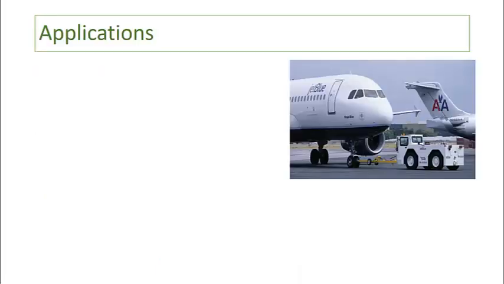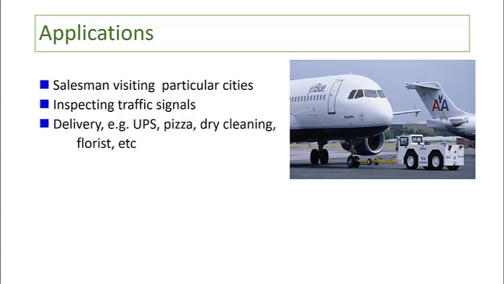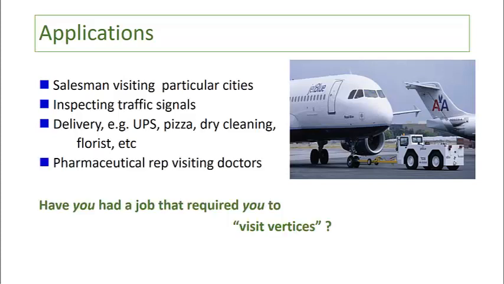So what are some real-world applications of these Hamiltonian circuits where we're visiting vertices? Well, one example would be a salesman who needs to visit particular cities, or someone who is inspecting traffic signals, any sort of delivery person, UPS, pizza, dry cleaning, florist, etc., or a pharmaceutical rep visiting doctors. So what about you? Have you ever had a job that required you to visit vertices?